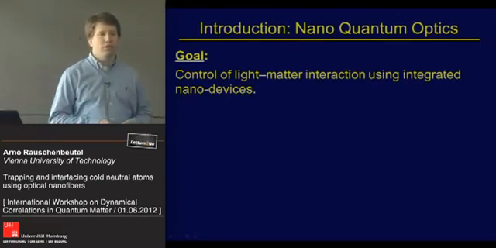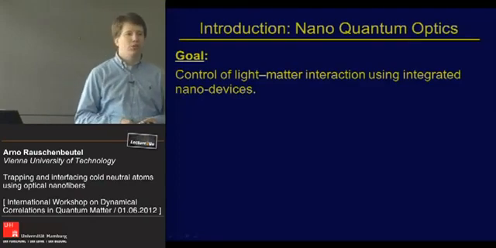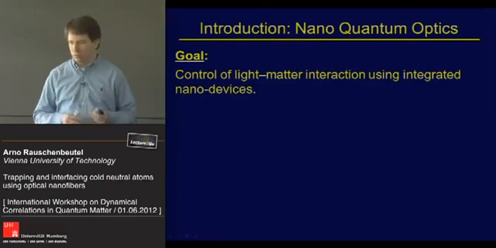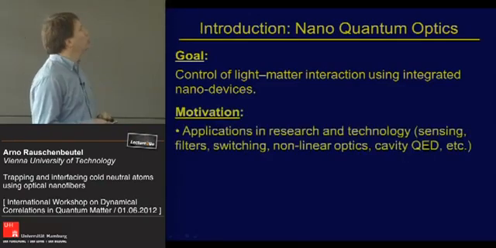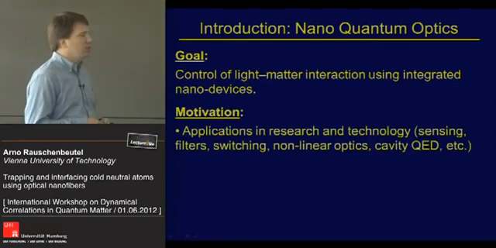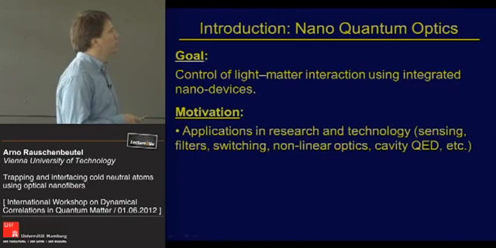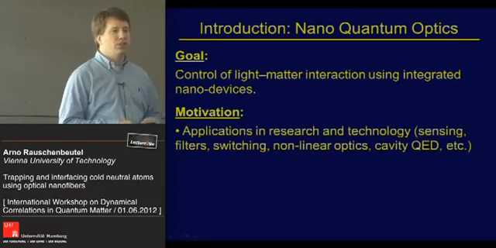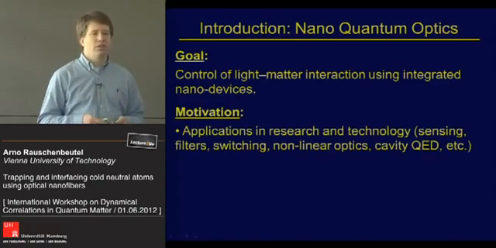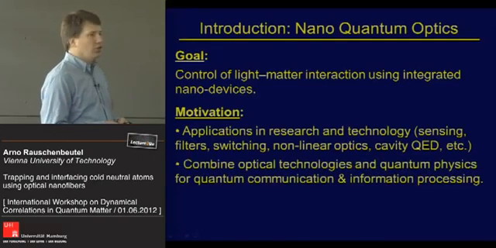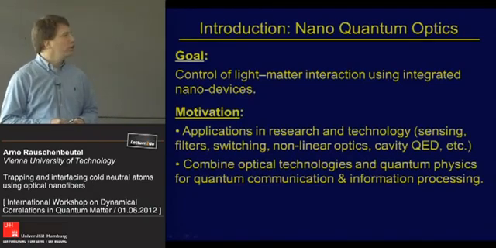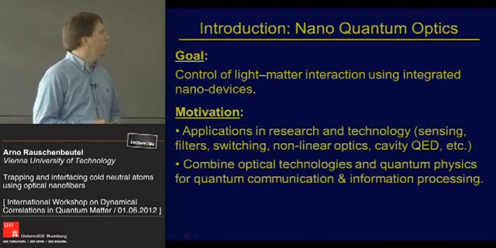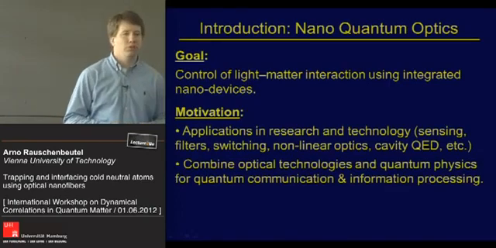The goal of what we do is actually to control the interaction between light and matter using integrated nano devices. And this is motivated by some immediate goals and applications in research and technology, because you could use these devices as sensors, as filters, as switches for nonlinear applications, cavity quantum electrodynamics, and so on. On a longer time scale, you could also think about using these devices for combining the existing optical technologies with quantum physics in order to implement tasks in quantum communication, quantum information processing.